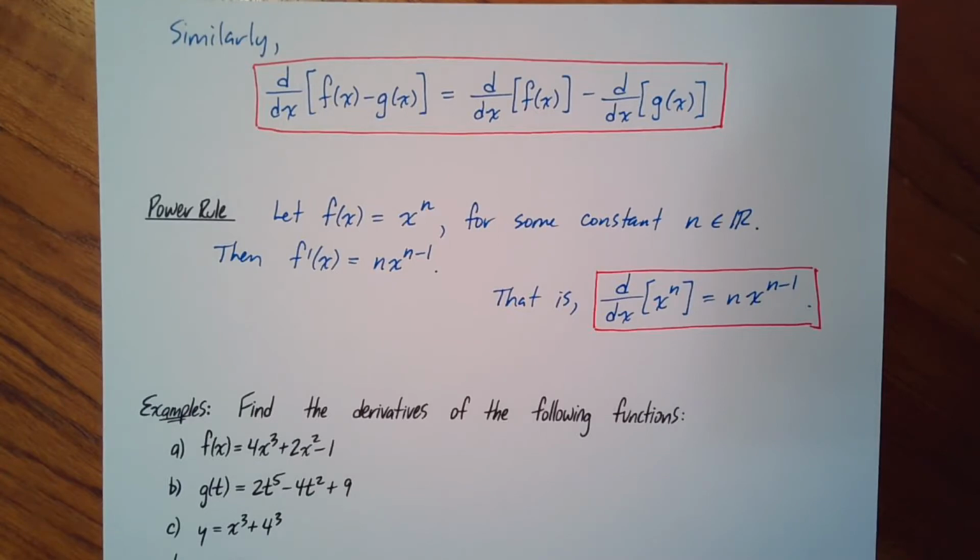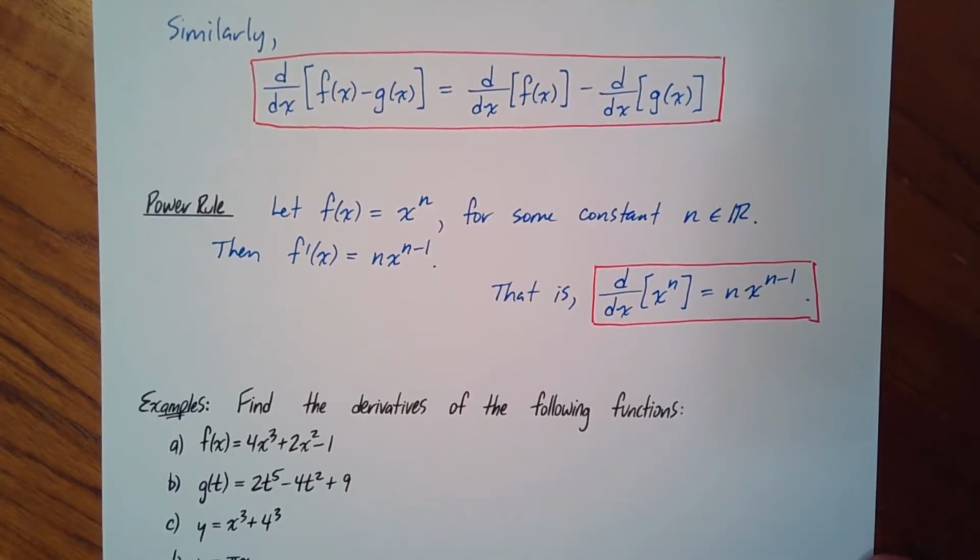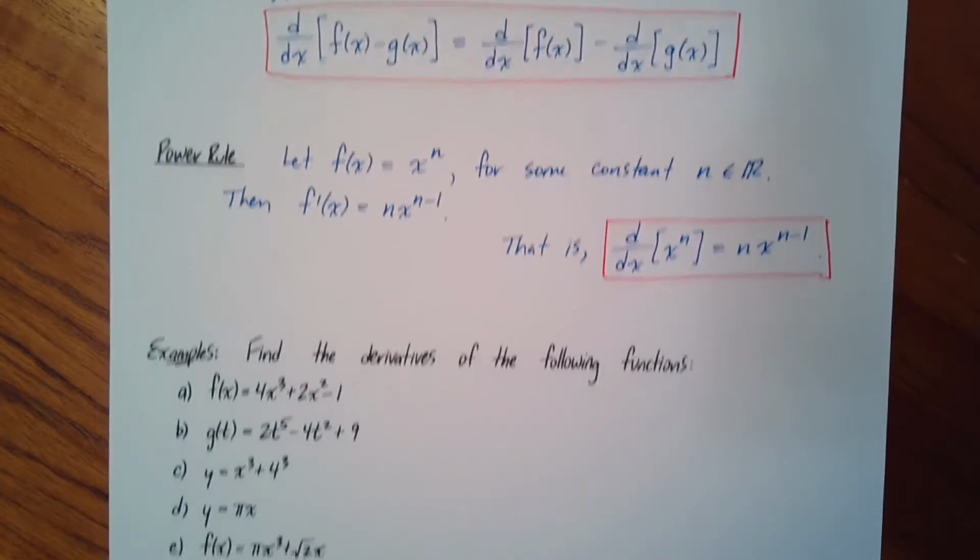But let's look at an example of how we can apply this. Really what we have now is enough rules to make taking the derivatives of any polynomial function fairly straightforward. We don't have to resort to the limit definition anymore ever again if we have polynomials. And I'm going to show you why that's the case with this example.